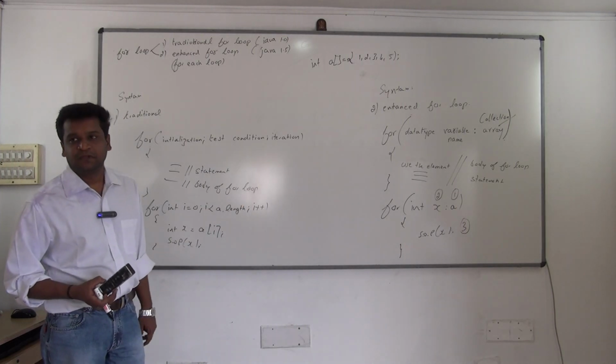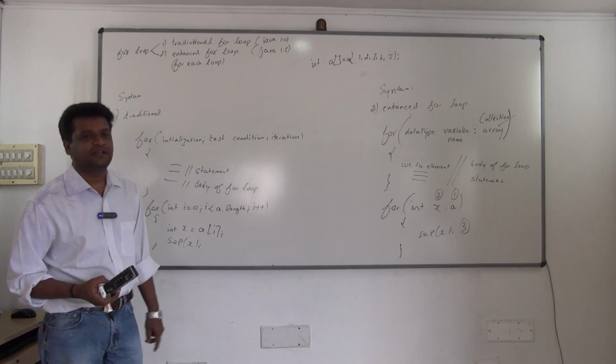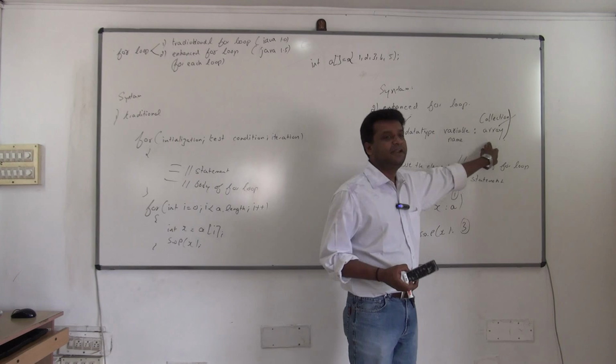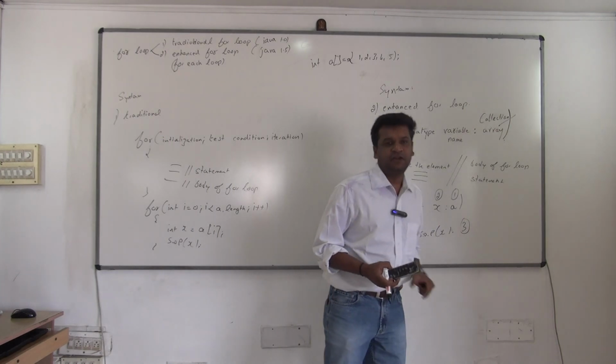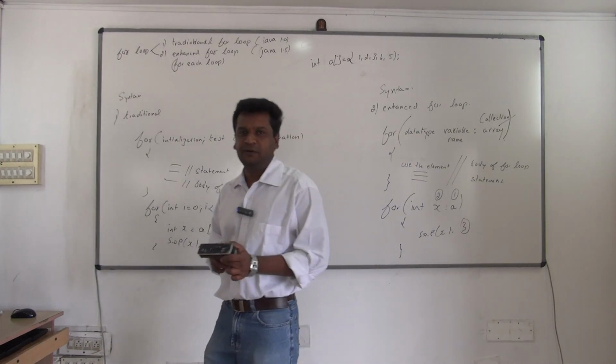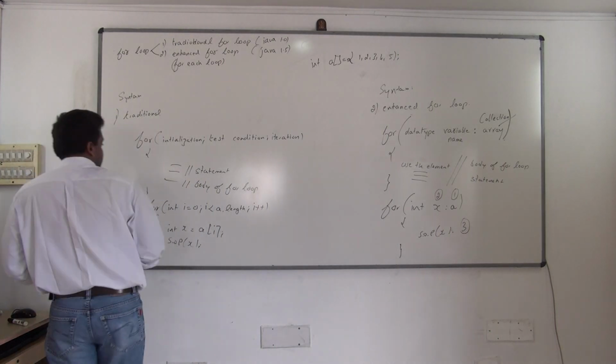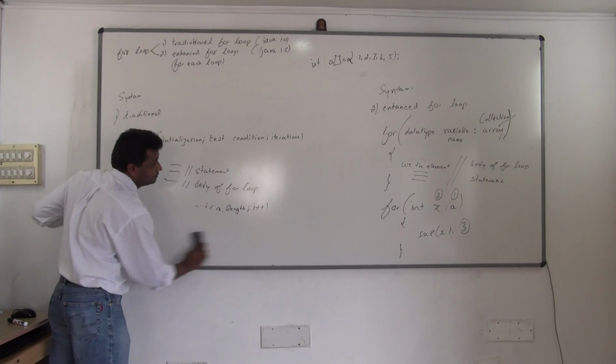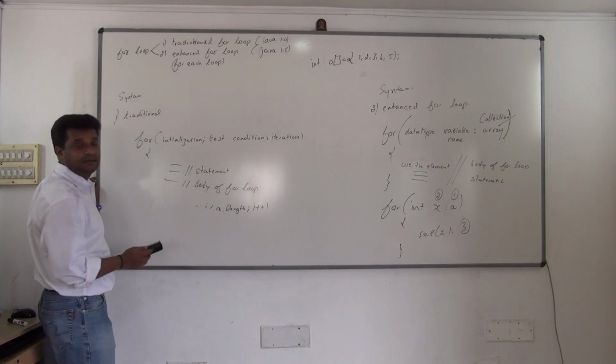Are you clear with this? Enhanced for loop. I'll show you a program for that. This is the enhanced for loop. Generally, the enhanced for loop is used for visiting what? The elements of an array or collection. Are you clear with this? Shall I clear this and type and show it to you? Are you clear now? Is the syntax clear?